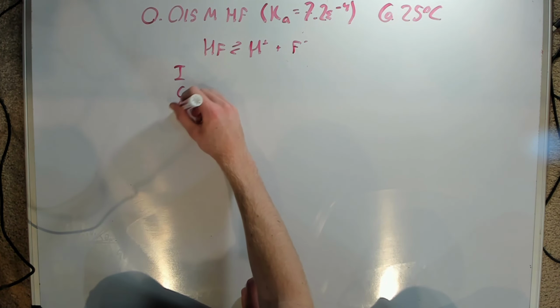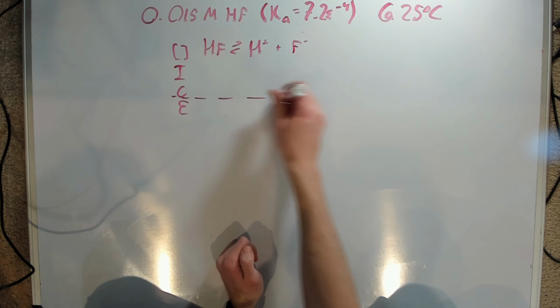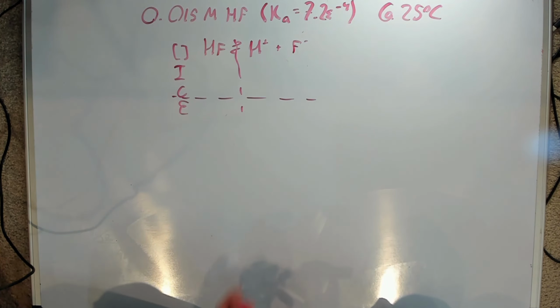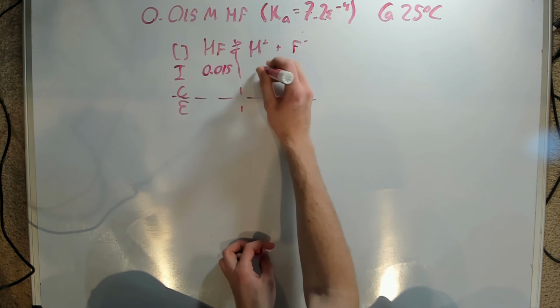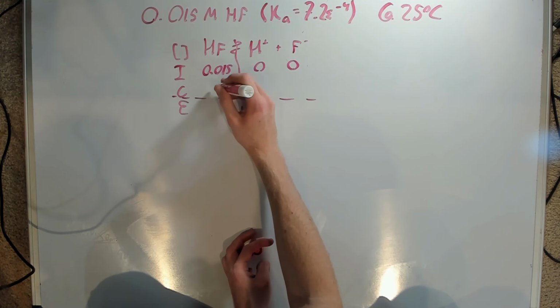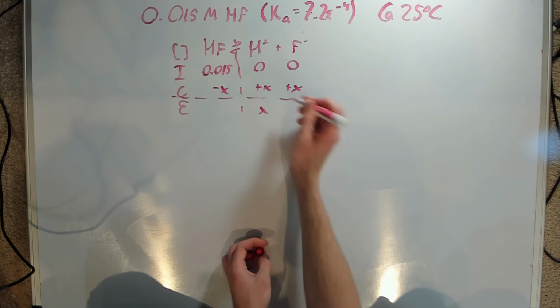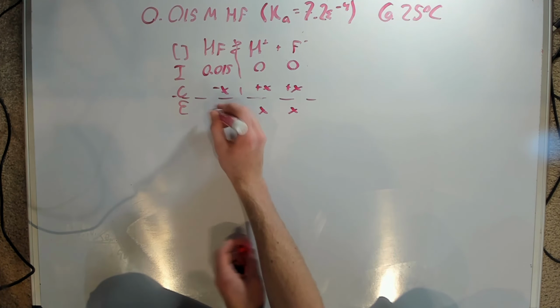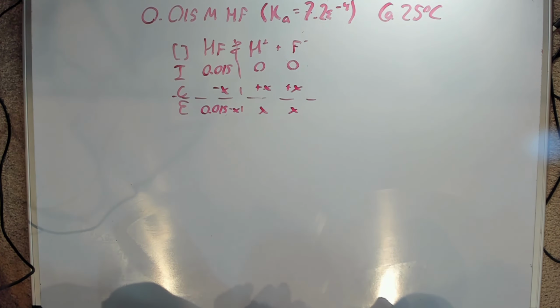So now we'll go ICE. I'll do little brackets to represent that we're talking about concentrations. I put dotted lines around here because that helps me organize my data. You can do what you want. So 0.015 initial, 0 and 0 initial. This would be minus x change. This would be plus x and plus x change. And then we'd have x, x, and 0.015 minus x at equilibrium.